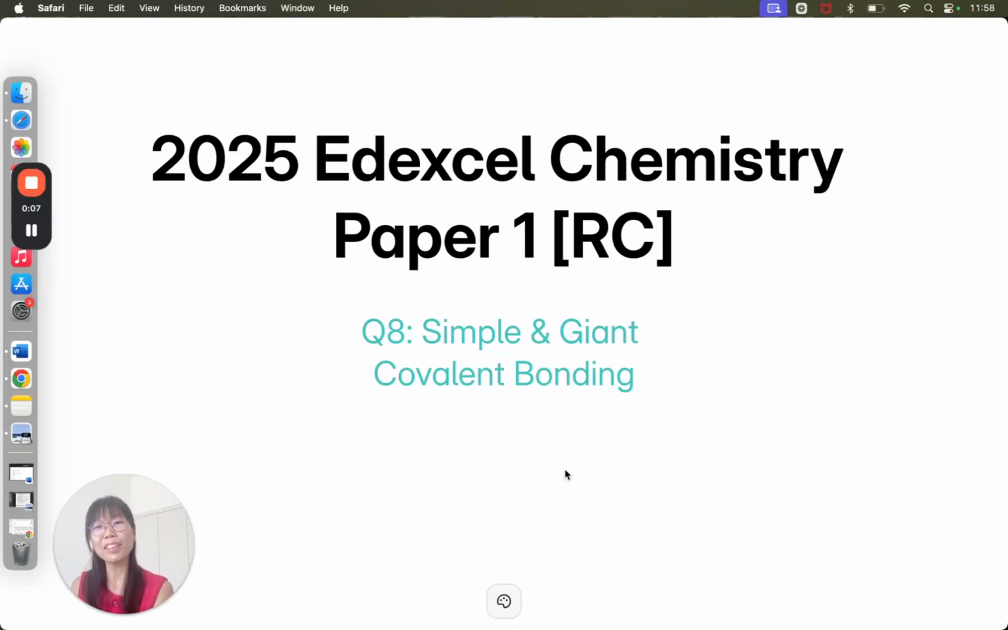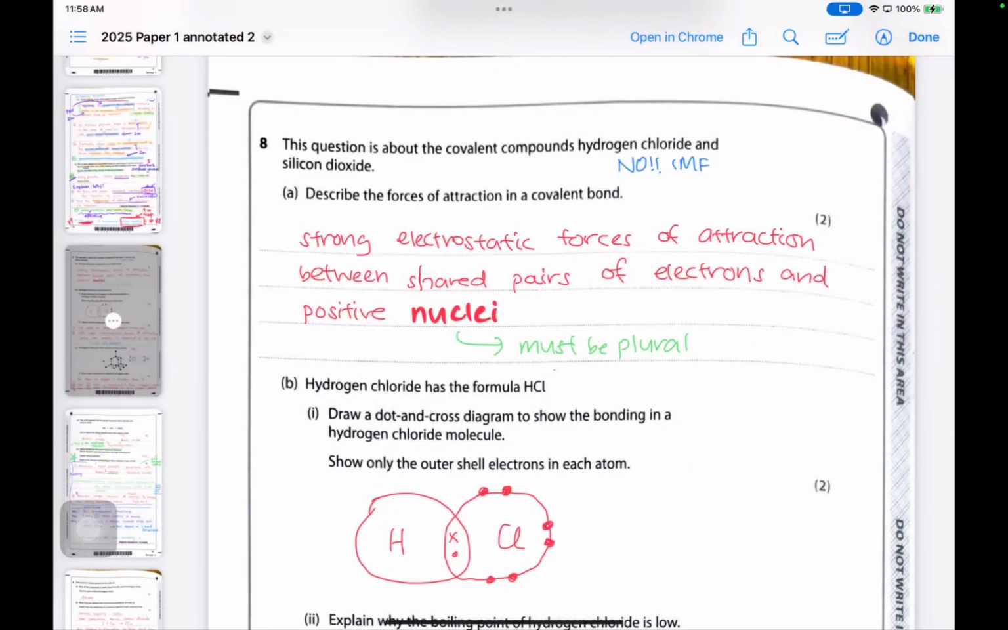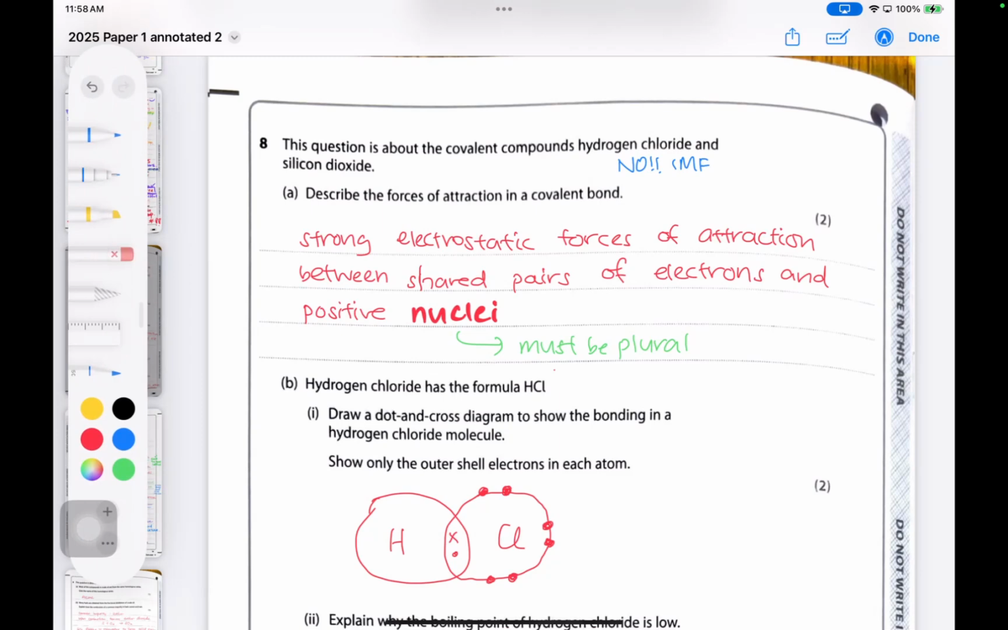Hi everybody, we're going to look into question 8 and this is going to be on simple and giant covalent bonding. 13 marks over here, so if you think that foundation topics are not tested, you are so wrong. Okay, so let's look into the first question. First question is essentially a definition question.